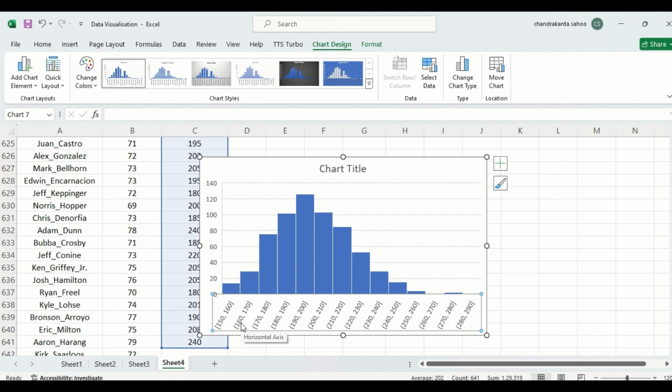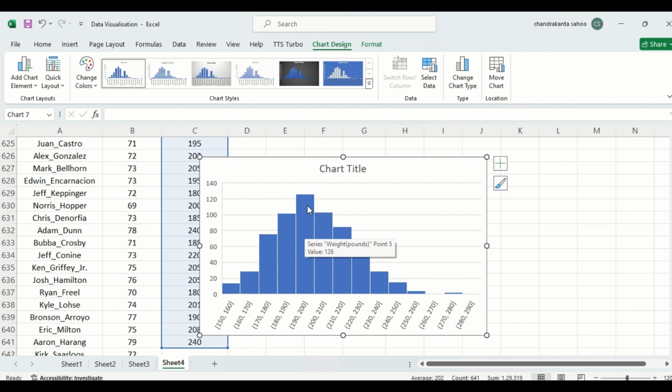It is repeated here. This is a part of the first column. Similarly, 170 is a part of the second column, not a part of the third column. Accordingly, we must understand. So this is how, and if you see here also, people within this range, 190 to 200 pound, more number of people are there, meaning 126 people.